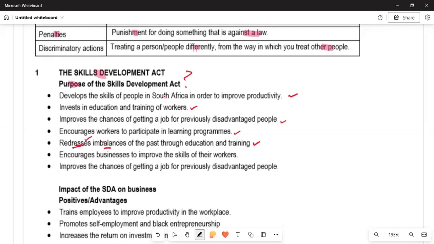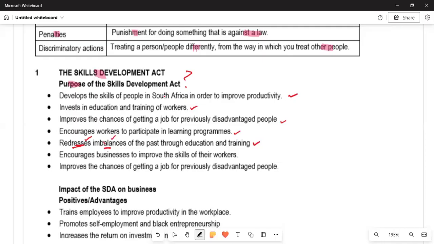If we refer back to the imbalances, we know that the white people were the ones who were able to access education and training in the past. So we also want black people to be able to get knowledge and skills, so that there will be a balance now. That is why we are saying redress imbalances of the past through education and training.